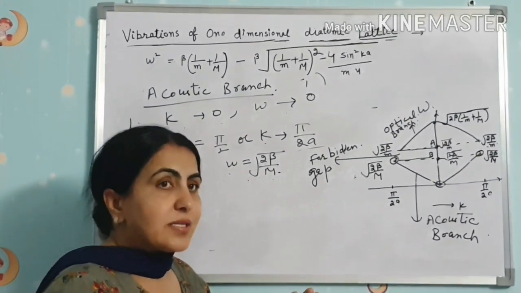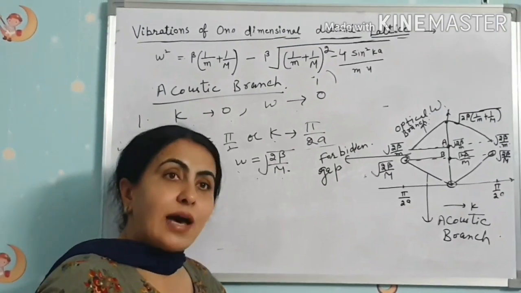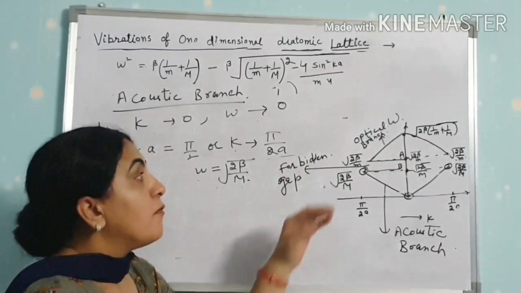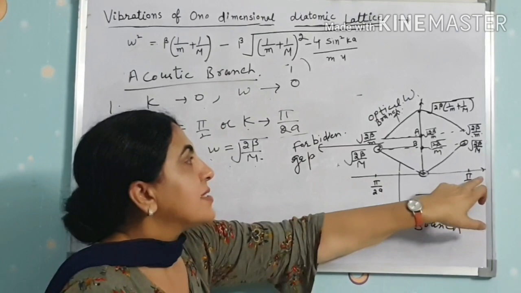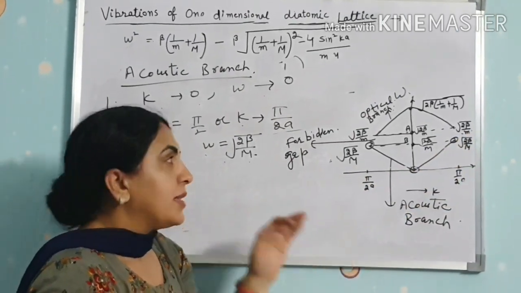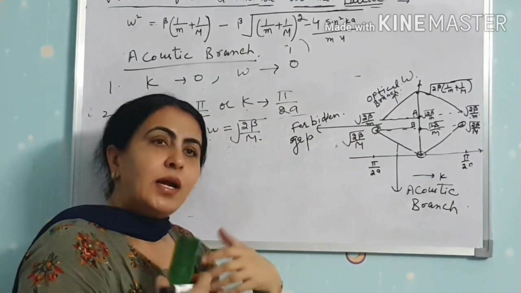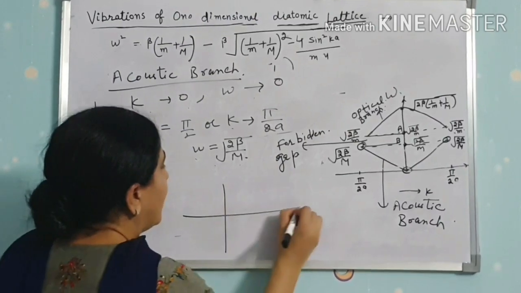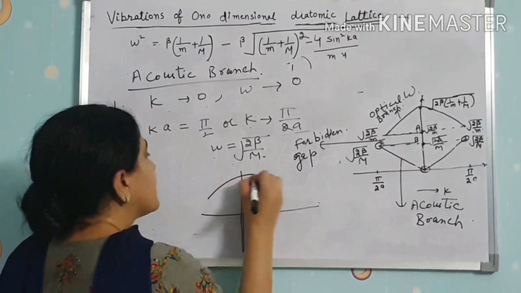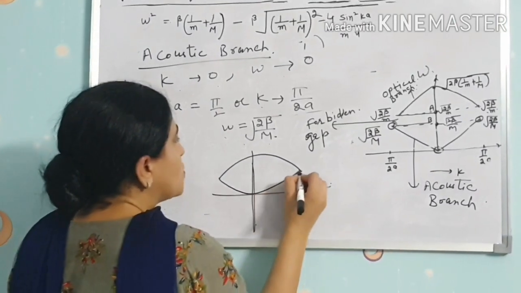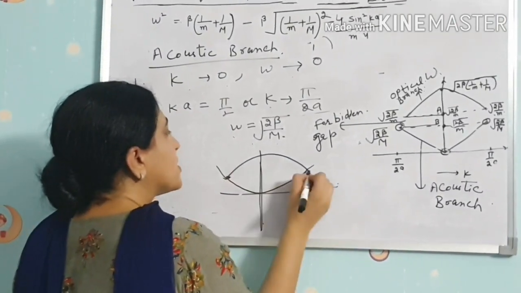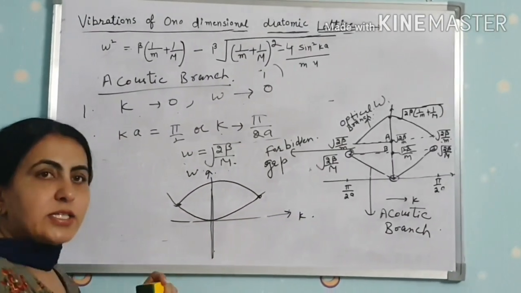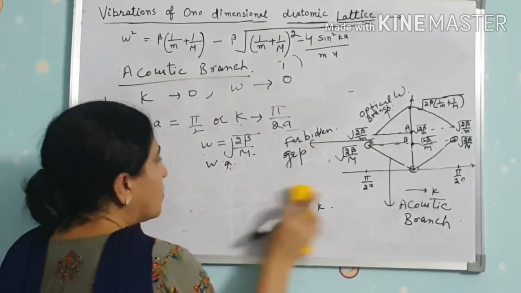It depends upon the mass ratio. When the mass ratio is large, the gap is wider. And when the masses are equal, small m equals capital M, this gap disappears, and the two curves join. If the masses are the same, the curves join like this. There is no forbidden gap when masses are equal. So these are two conclusions.